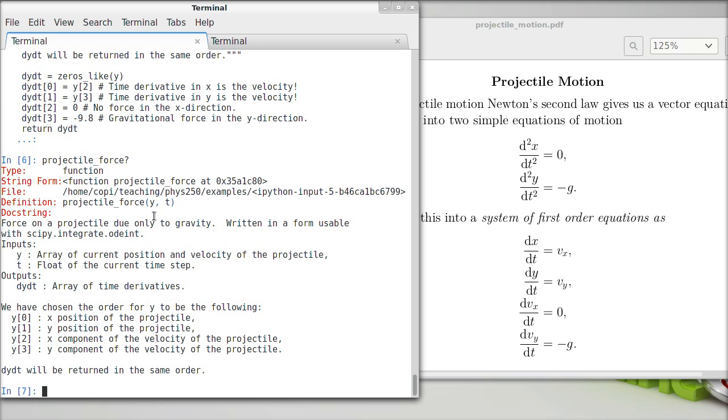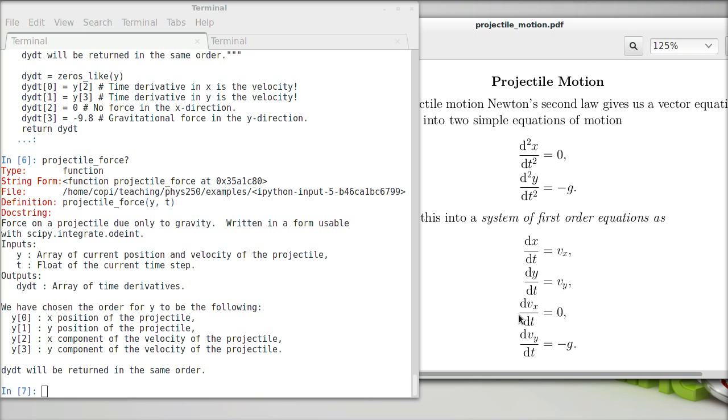So this function, you feed it y and t. That's what ODE-int wants. y is an array specifying the current position and velocity of the projectile at some time, t. So t is also passed in. That's our current time. What we're going to return is dy/dt, which is an array of the time derivatives. So in other words, this function should return the left-hand side of this, or the quantities that it returns are dx/dt, dy/dt, dvx/dt, dvy/dt. We know how to calculate these because we know how to calculate the right-hand side.